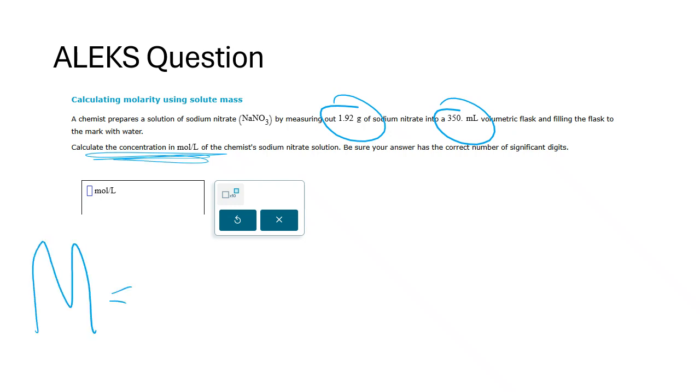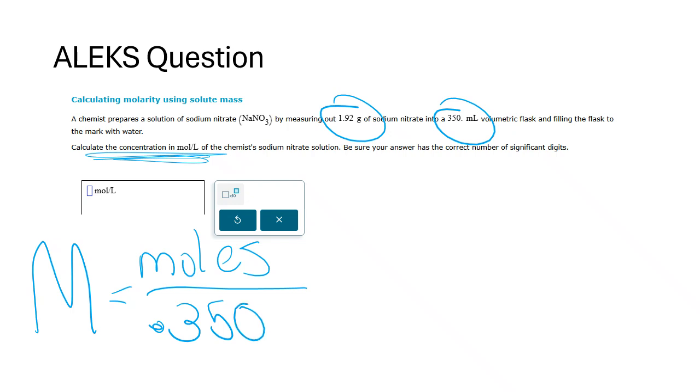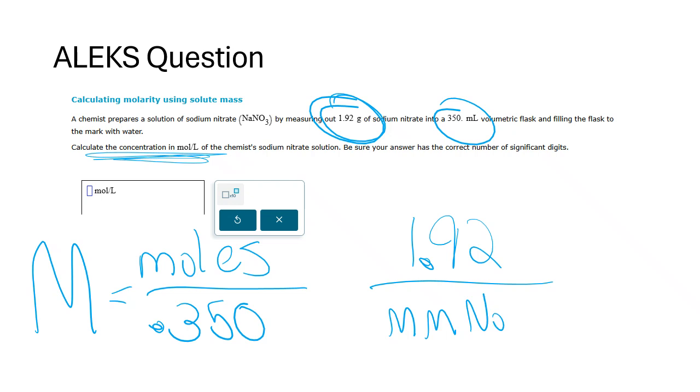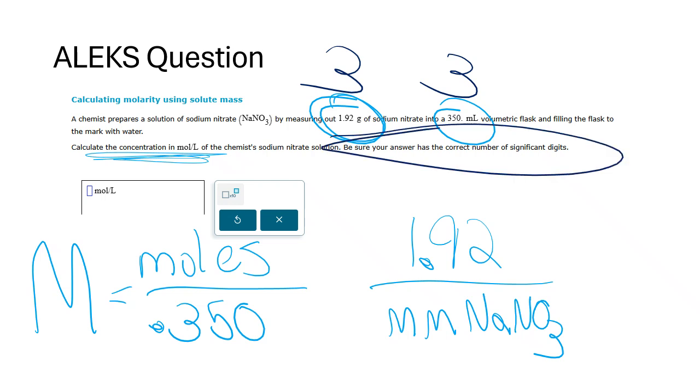Concentration is big M, moles divided by liters. Since it's in milliliters, we're moving the decimal 3 times. We have to get grams. To go from grams to moles, we divide by molar mass. And that's going to be the molar mass of sodium nitrate. And then we can solve for molarity. The sig figs in this answer is going to be 3 because we have 3 and we have 3, unless it tells us otherwise, correct sig figs.